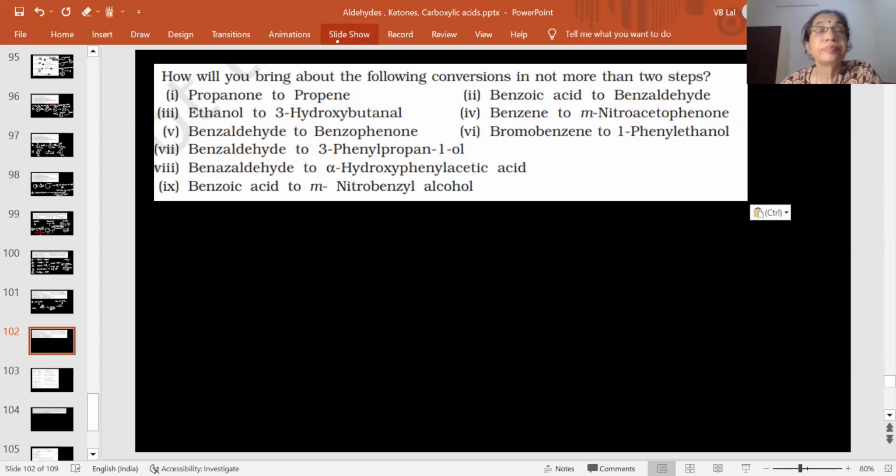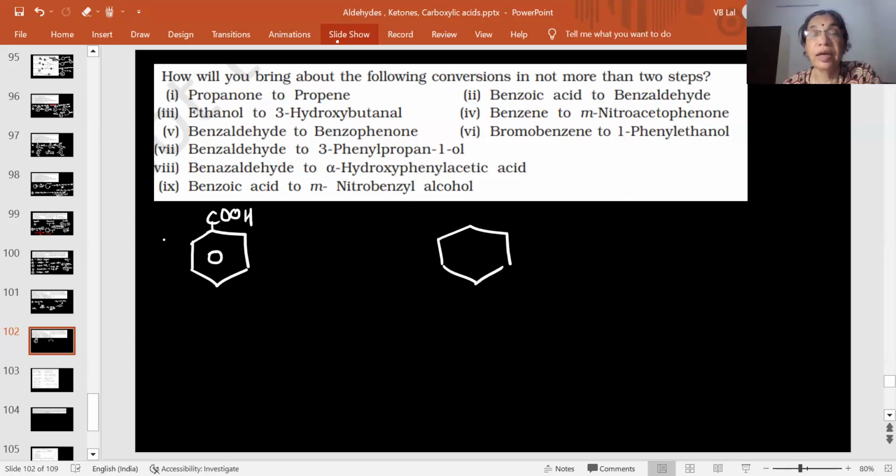Now let's see. Ethanol to 3-hydroxybutanal. You have to practice these. Now, second one, benzoic acid to benzaldehyde. So this is benzoic acid, and I have to make from here benzaldehyde.